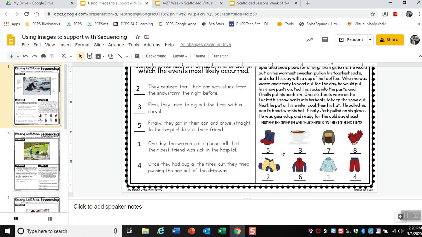And again, if we think about it, think about whenever you're getting changed and getting ready for the winter. It would make sense for you to put on your gloves last, because you're probably going to have trouble getting your boots and everything else on if you have your gloves on first. So we'll continue working on sequencing this week whenever we meet.